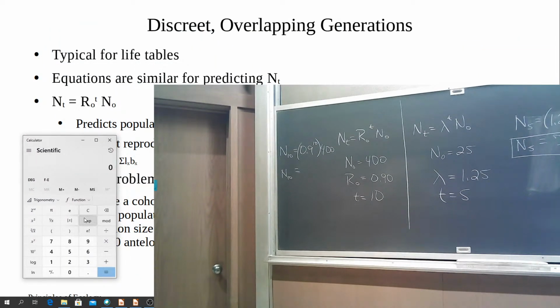So here's our calculator. We have 0.9 raised to the 10th power. Then we're going to multiply that by our starting population size. And we get 139.5.